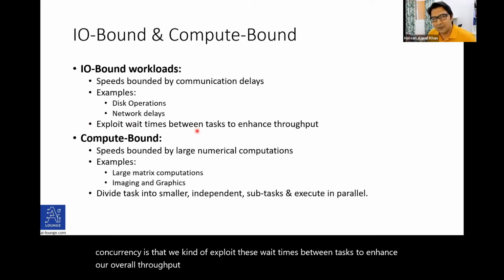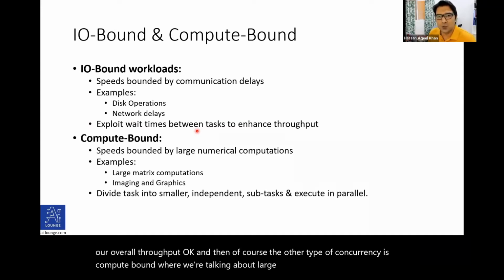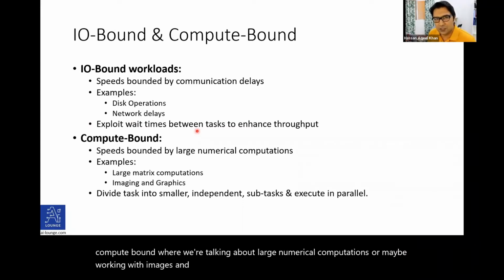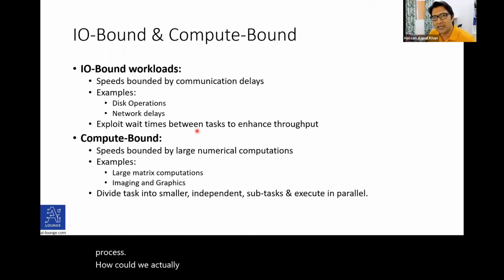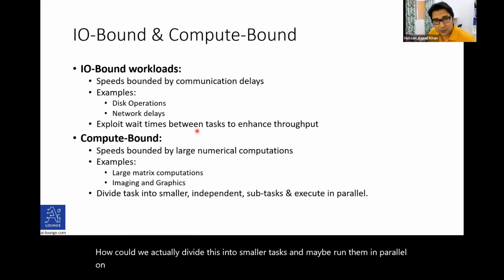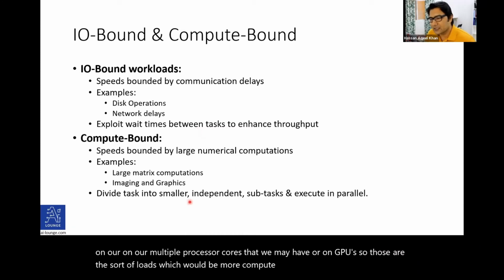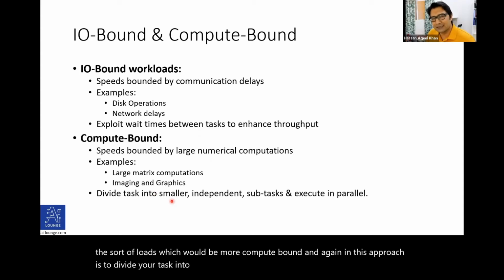And then, of course, the other type of concurrency is compute bound, where we're talking about large numerical computations, so maybe working with images and videos, which involve huge numbers that we have to process. Now, how could we divide this into smaller tasks and run them in parallel on the multiple processor cores that we may have, or on GPUs? Those are the sort of loads which would be more compute bound. And again, the approach is to divide your task into smaller independent subtasks that you can execute in parallel.